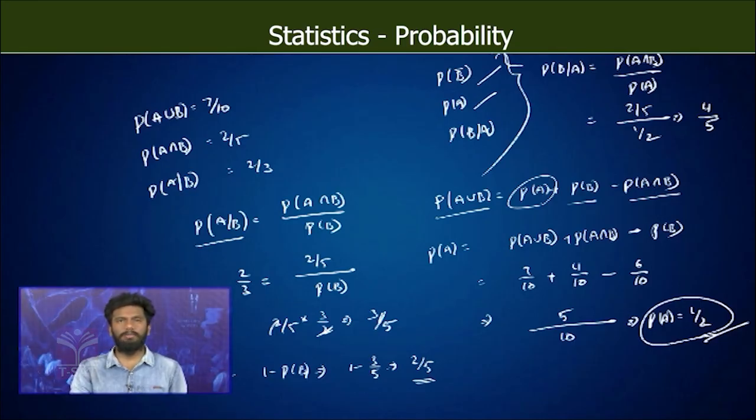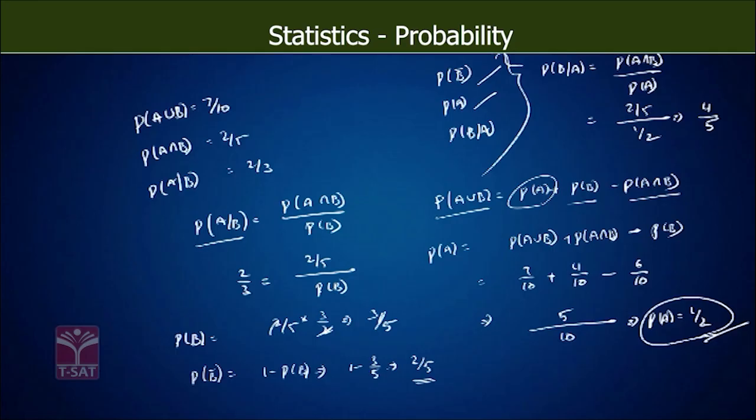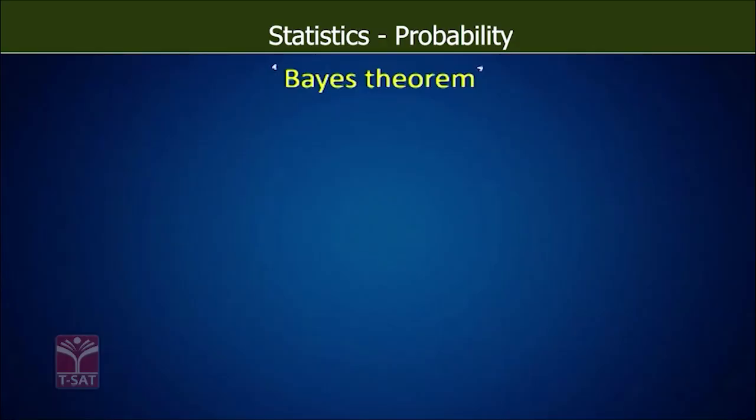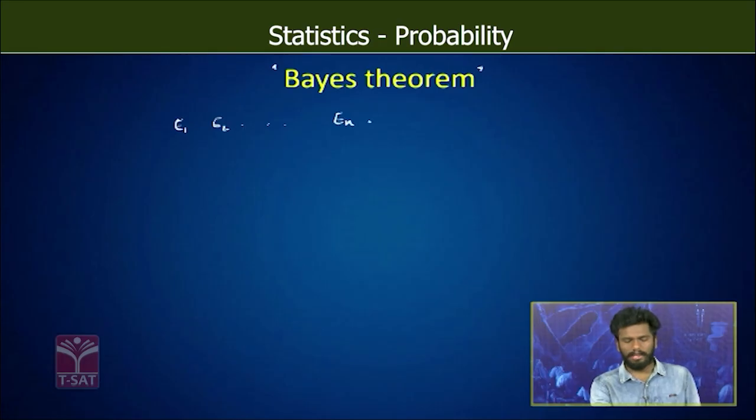Now this is how we proceed when these kind of problems are given. When there is conditional probabilities or independent theorems or addition theorems, we have to just proceed in this way to solve the problems. So next we see the very important thing, that is the Bayes theorem. So what is this Bayes theorem saying? We just see here. Now there are events E1, E2, so on up to En.